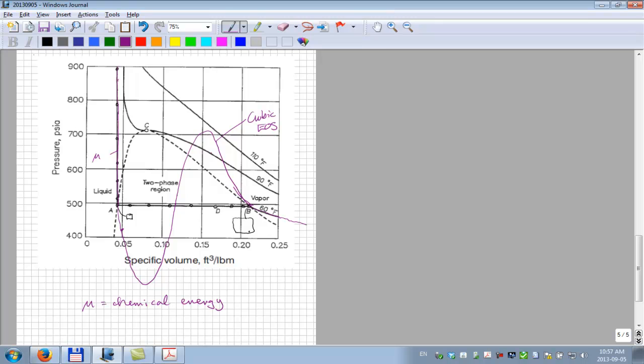Anywhere along here, even where it goes down here, this might even go to negative pressures, might even go below 0 pressure. So anywhere along here, given that it knows pressure, volume, and temperature, it can calculate the chemical energy.